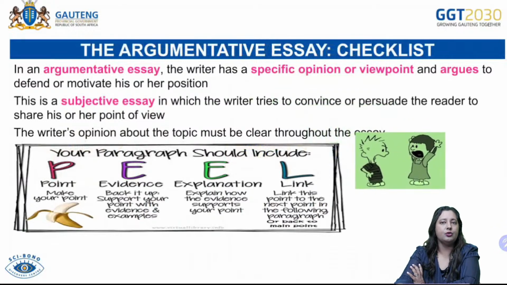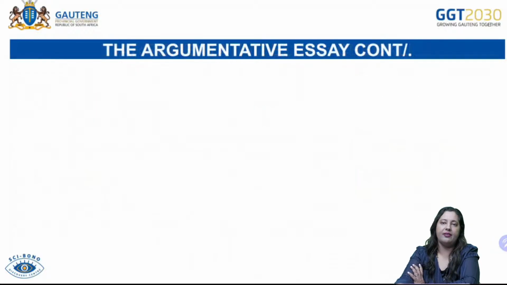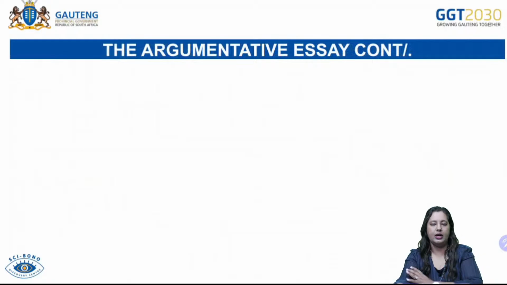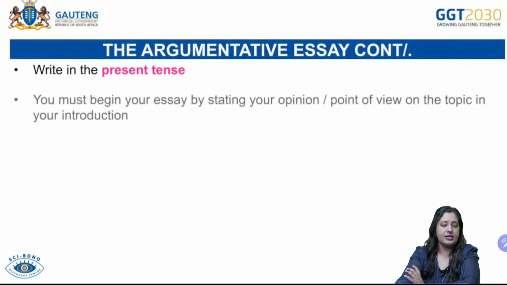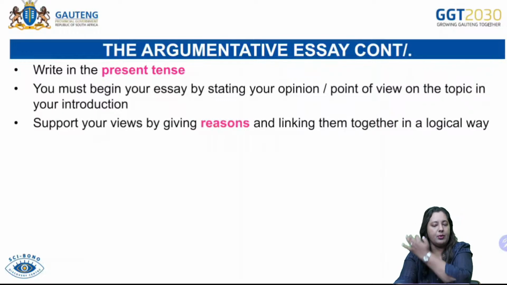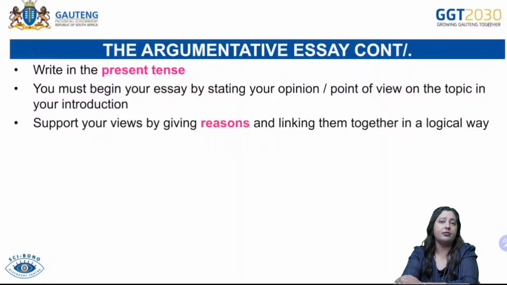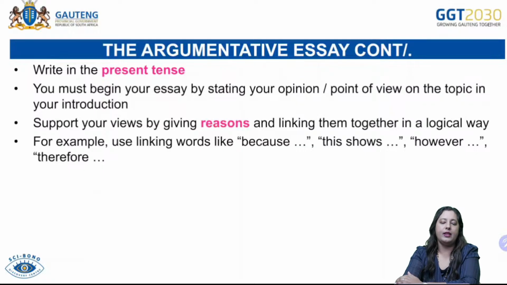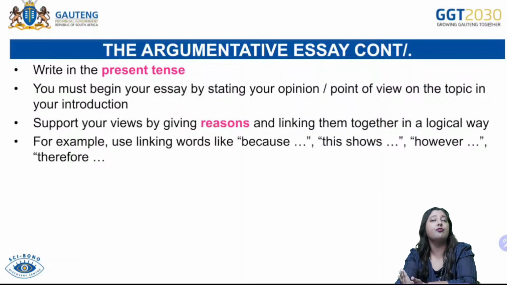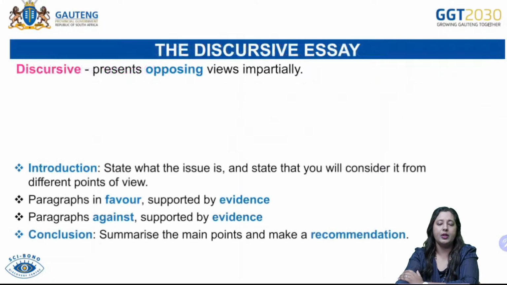So it's a clearly thought out piece of work, and you have a reason for writing it, which is to make the audience believe in what you are saying. Right, use the present tense, the introduction there, very much important, as I mentioned to you. And then please support your ideas by giving reasons and evidence for why you believe that that is important. And then you'd say, for example, use words like because, this shows, however, and therefore, this is why the viewpoint is held about this particular point.